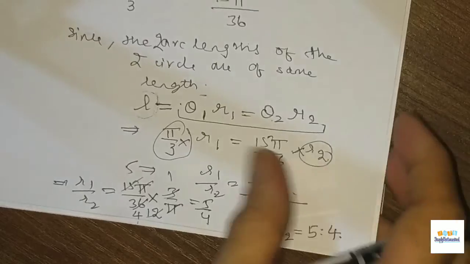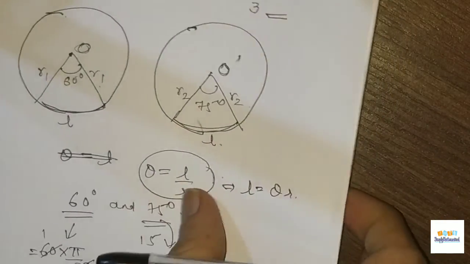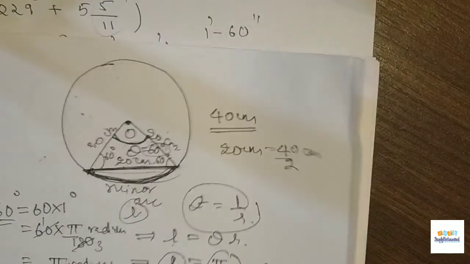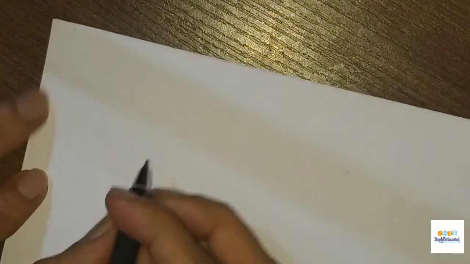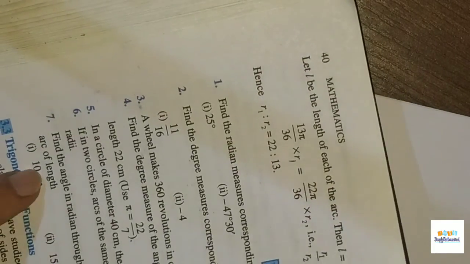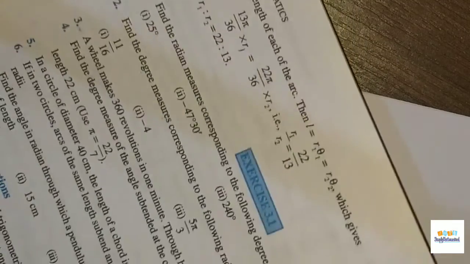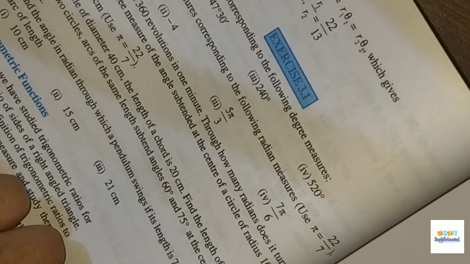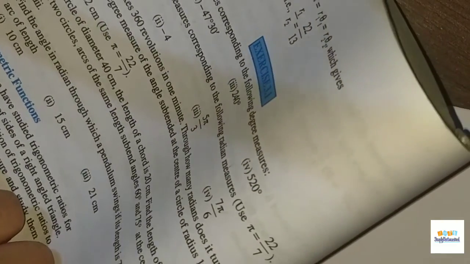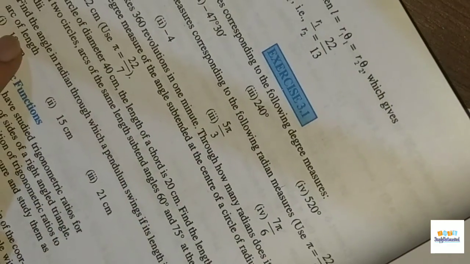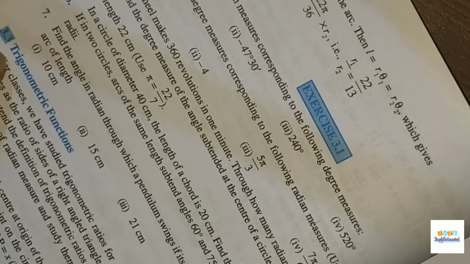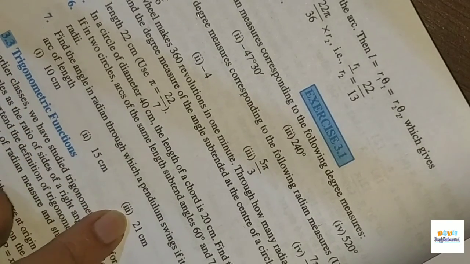So that was the sixth problem. Now let us go to the seventh one. The seventh one is: find the angle in radians through which a pendulum swings if its length is 75 centimeter and the tip describes an arc of length, first 10 centimeter, second 15 centimeter, third 21 centimeter.